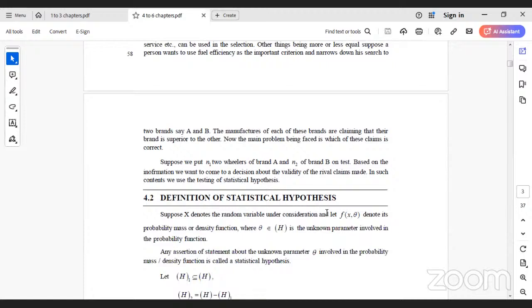Definition of statistical hypothesis. Suppose X denotes the random variable under consideration. Let f(x, theta) denote the probability mass or density function, where theta belongs to H is the unknown parameter involved in the probability function.